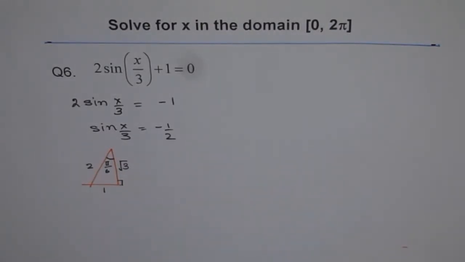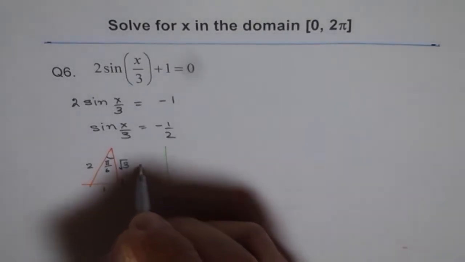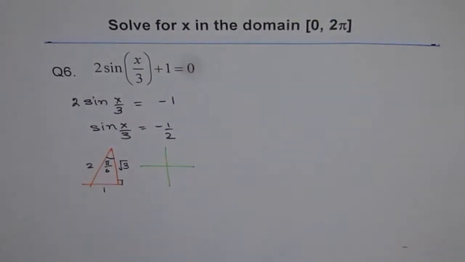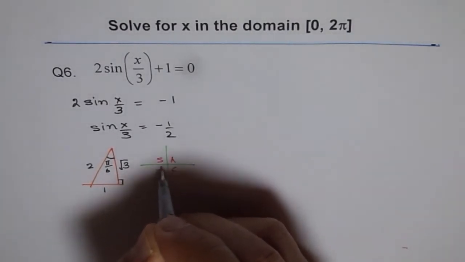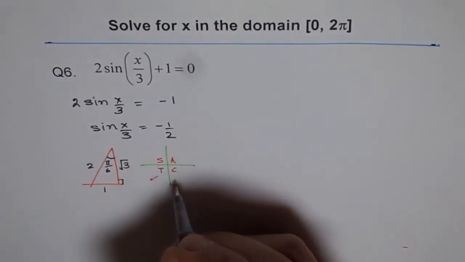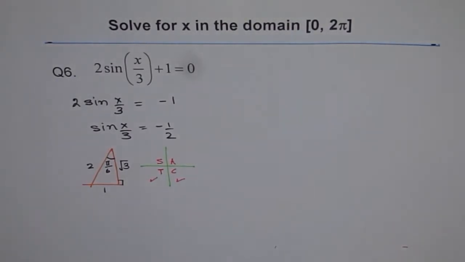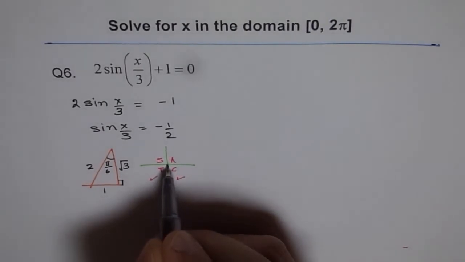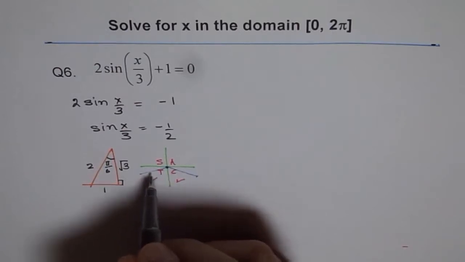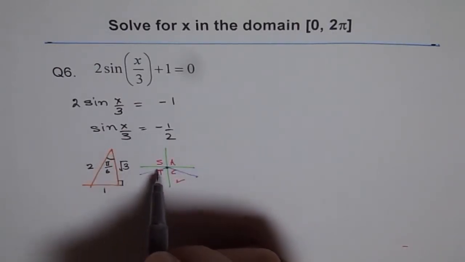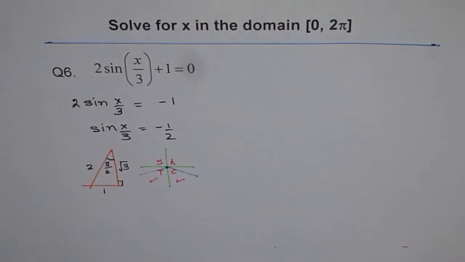Now the second part is that is a related acute angle. The second part is to figure out in which quadrant it is, correct? So sine is negative, using the CAST rule. We know sine is negative in these two quadrants, and therefore we may expect an answer to be pi by 6 on this side or pi by 6 on this side, right? So these angles will definitely give us sine theta of minus half. That is how we look into the solution.